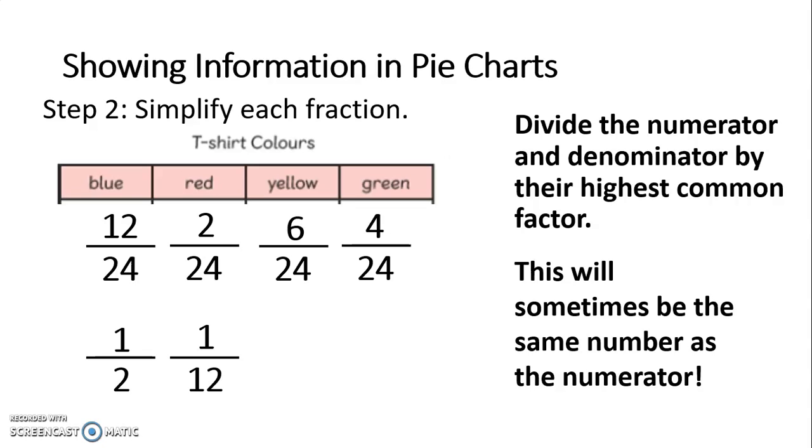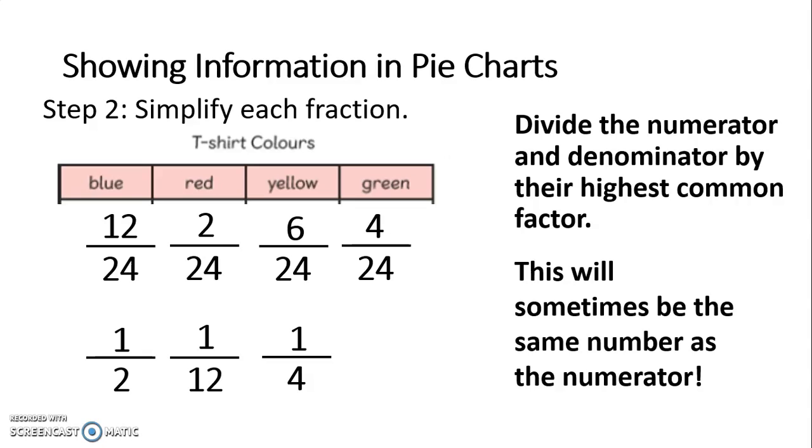Yellow, looking for a highest common factor. 24 is in the 6 times table, so I'm going to divide numerator and denominator by 6. 6 divided by 6 is 1. 24 divided by 6 is 4. In its simplest form, 6 24ths is 1/4.